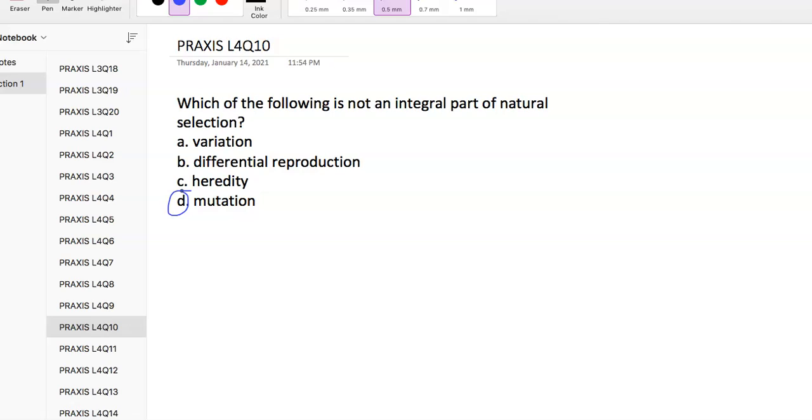The reproductive rates of individuals are unequal or favored based on environmental pressures. Environmental conditions determine the reproductive success of certain individuals because they possess a trait that allows them an advantage in that environment. Individuals who are able to provide the necessary food, shelter, and avoid predation reproduce more successfully than others. So that was kind of a long way of saying that the first three answer choices, A, B, and C, variation, differential reproduction, and heredity, are an integral part of natural selection, but mutation is not.